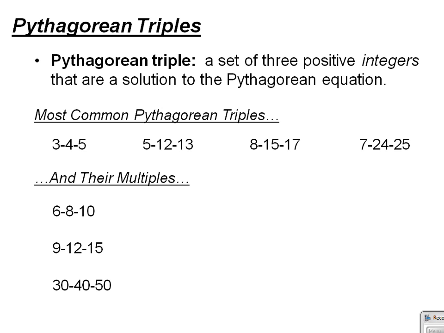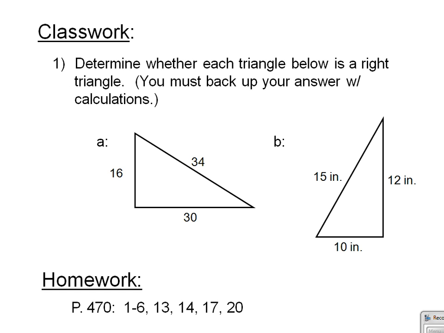In addition, we could have multiples of the 5, 12, 13 triangle. Double everything there, we get 10, 24, 26. Or even if we take all the multiples and divide by a multiple, 7 divided by 10, 24 divided by 10, 25 divided by 10, that's still a Pythagorean triple. Thus concludes today's lesson.